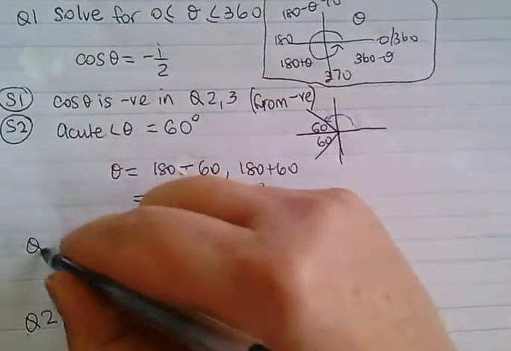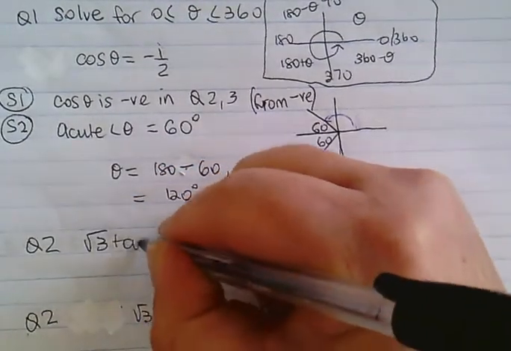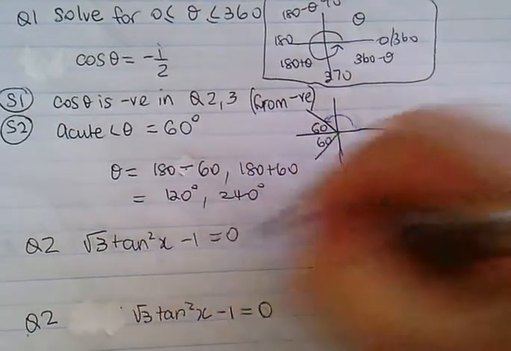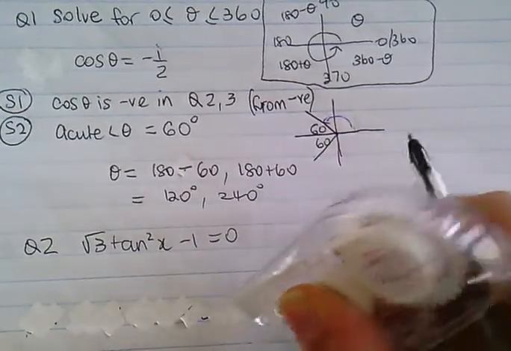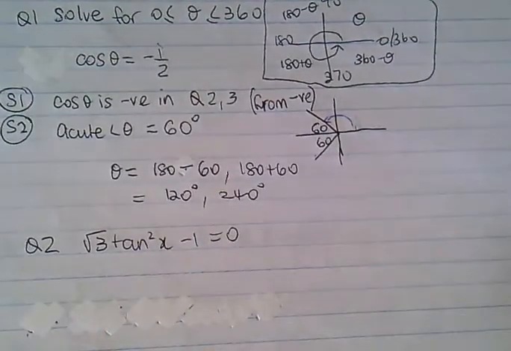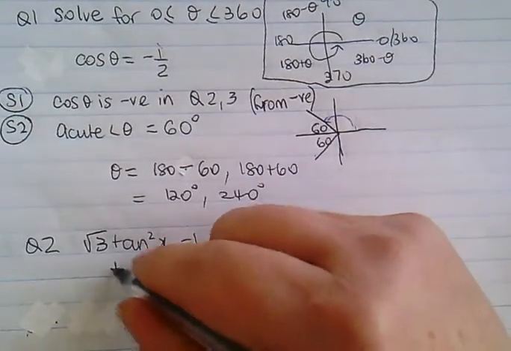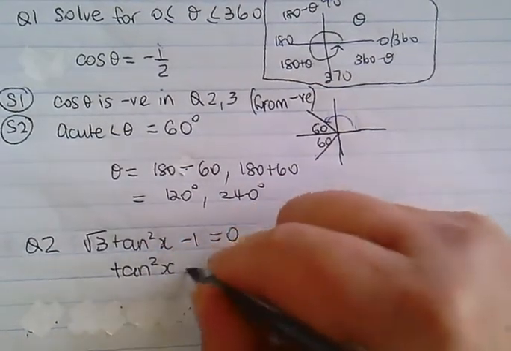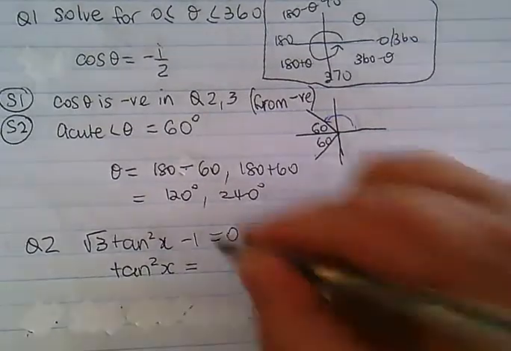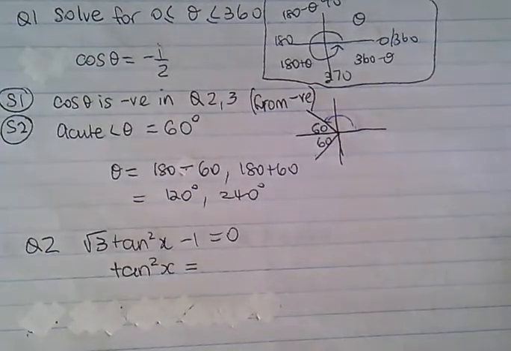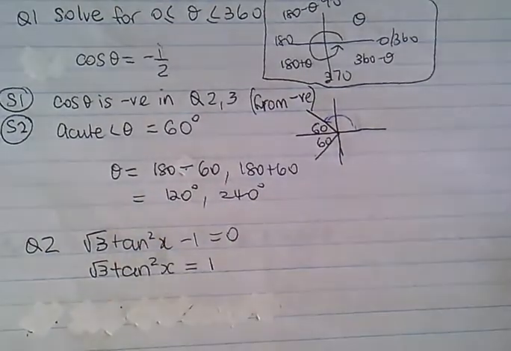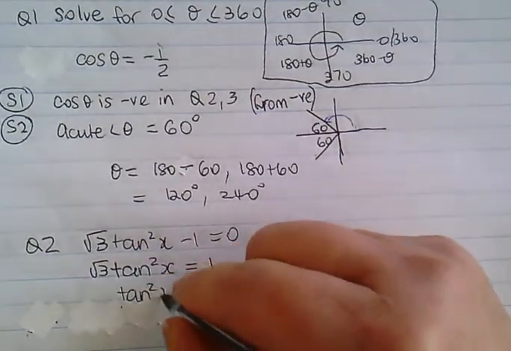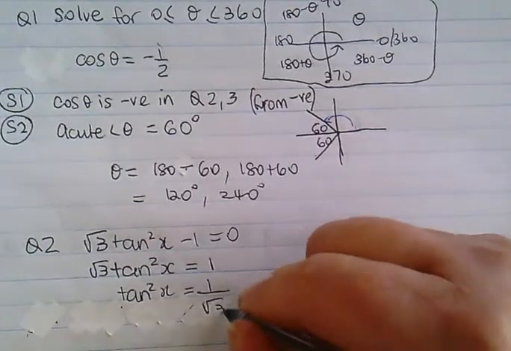I might actually move it up because I don't need all that space for the first question. So, √3 tan squared x minus 1 equals 0. This needs to be written in the form of an equation. Tan squared x equals what? Take it over. What do you got? √3 tan squared x equals 1. So tan squared x equals 1 on √3.